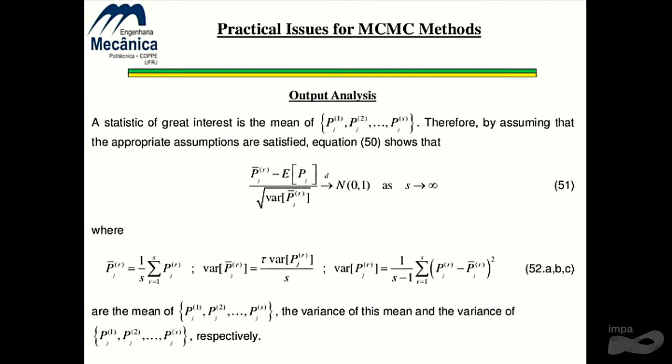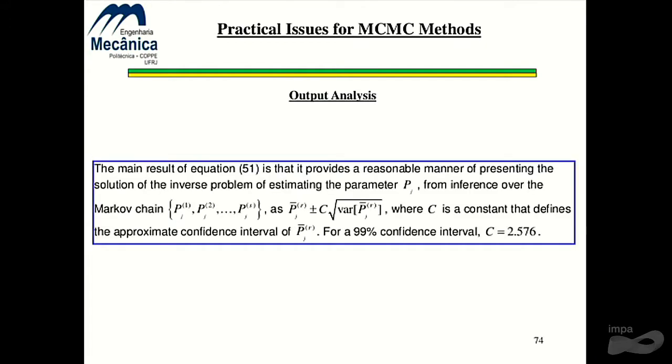So we can represent the mean in terms of a confidence interval with any confidence level that we would like, because this is actually Gaussian, okay? We can present the mean and its associated confidence interval with something like this. So if this is for a 99% confidence interval, this constant here is 2.576.